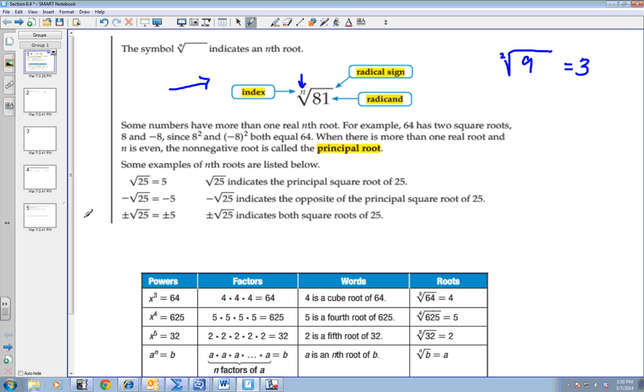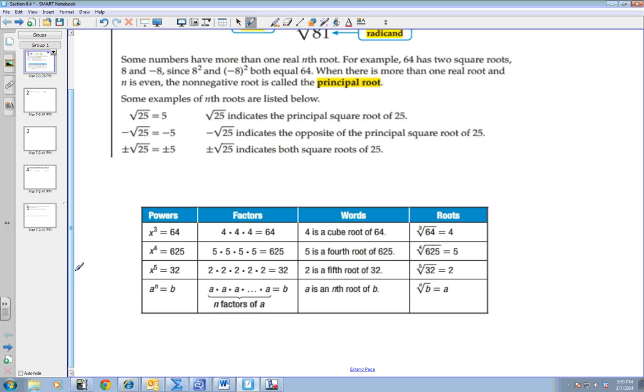Okay, so in today's lesson, if I have x to the third equals 64, I'm looking for a number times itself 3 times to give me 64. Well, it's 4. 4 times 4 times 4 is 64. So 4 is a cube root of 64. And another way to write that is this: the cube root of 64 is 4.